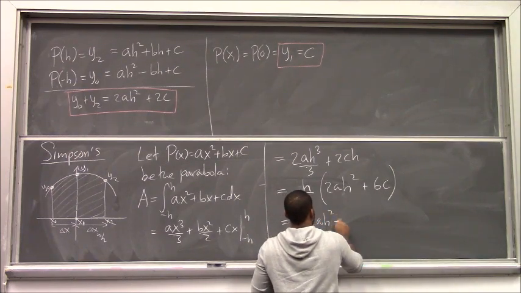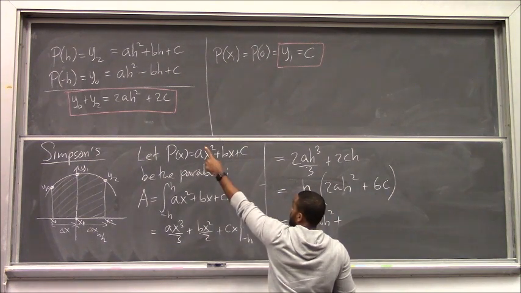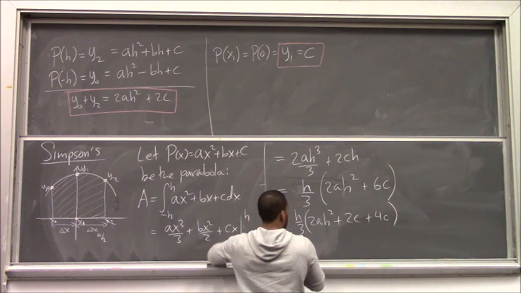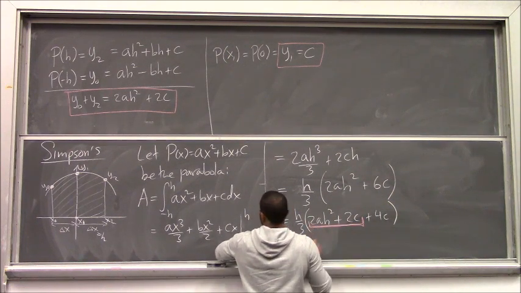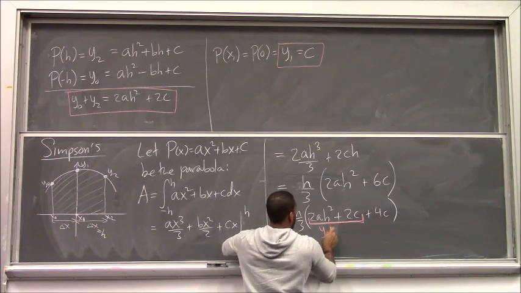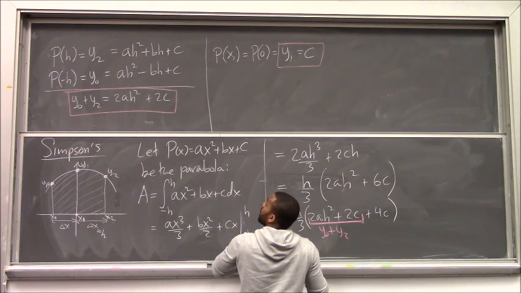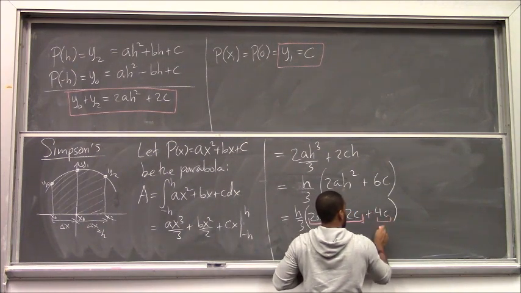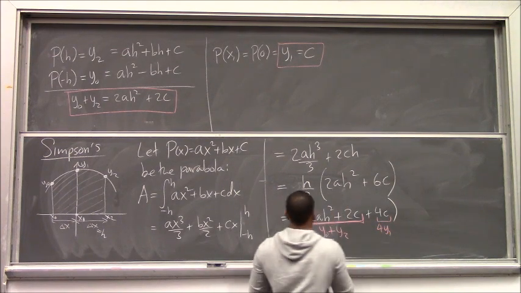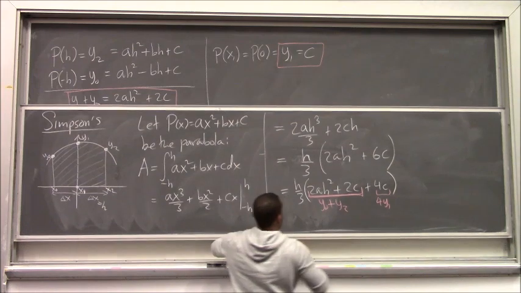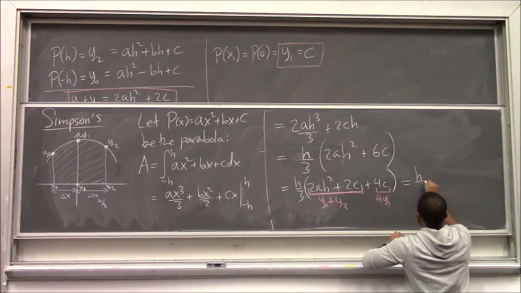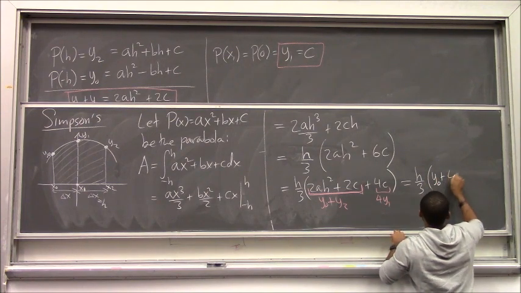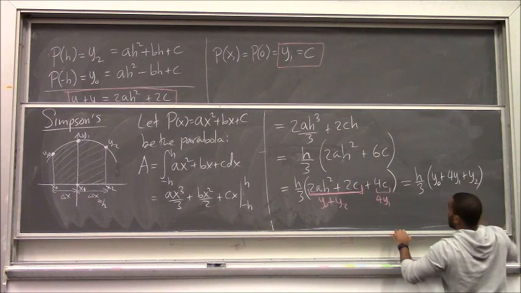So this is 2AH squared. The 6C, I'm going to break it up into 2C plus 4C. Now, this expression here, I know is my y0 plus y2. And since my C is y1, this expression over here is 4y1. So in other words, this entire expression is h over 3 times y0 plus 4y1 plus y2.